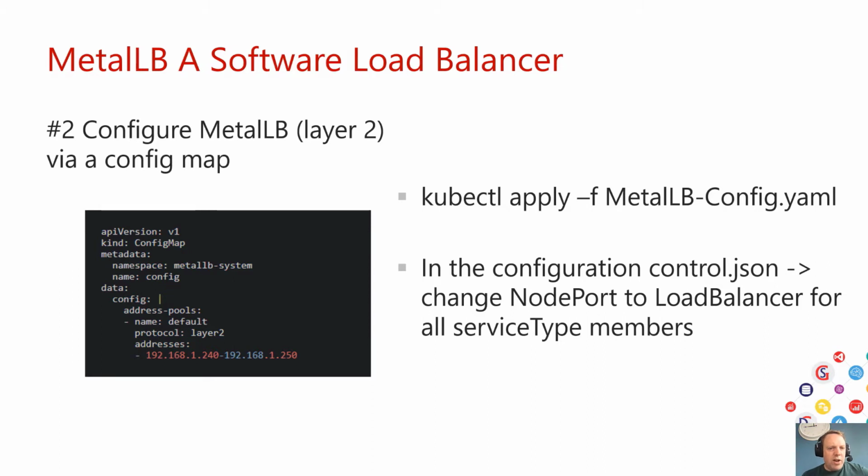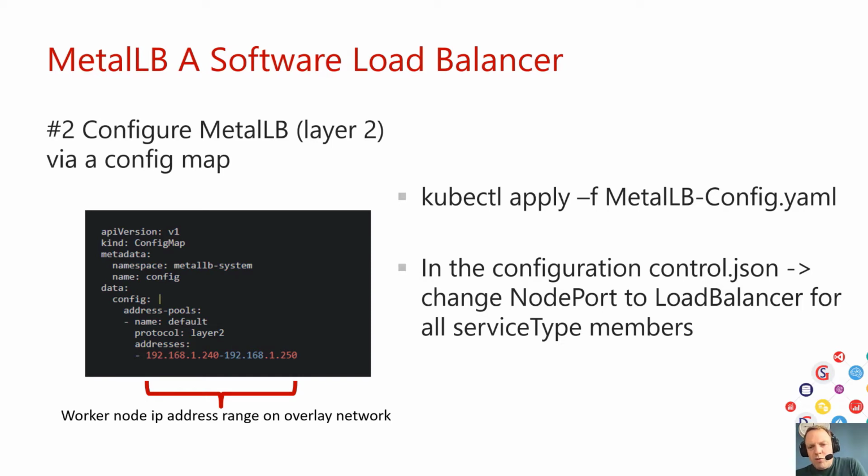Next up, note this is only a two-step process, you want to configure Metal LB. Layer 2, as in layer 2 of the OSI 7-layer model. The layer 2 configuration is the easiest, fastest way to go. What you do is you create yourself a little YAML file as per this excerpt. Note the IP addresses at the bottom. That is the internal IP address range for your worker nodes, which you get via kubectl get nodes. You then create your configuration map in your cluster via kubectl apply command. In this case, I've called the YAML file metallb-config.